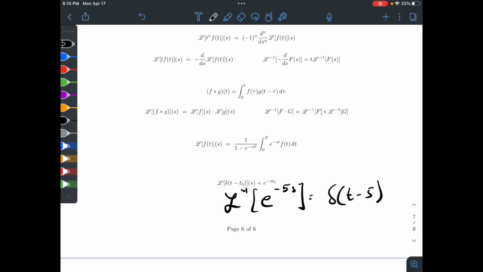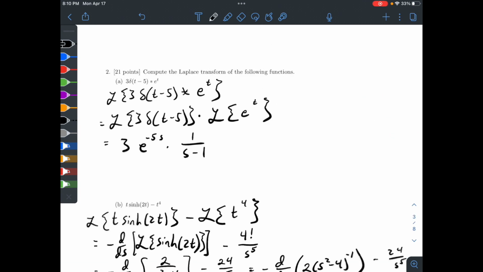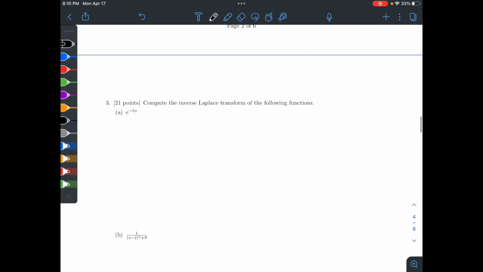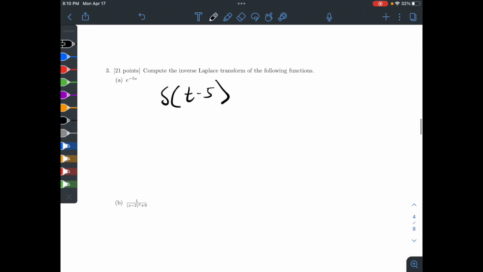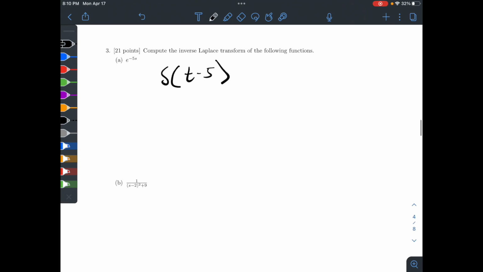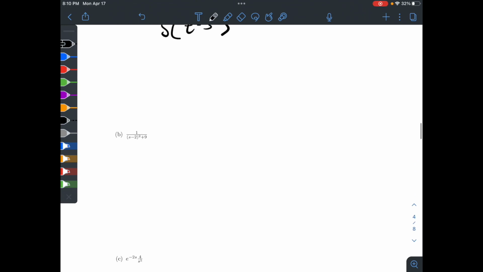Okay, so this is a really quick problem if you just recognize that the Laplace transform of delta of t minus 5 is just e to the negative 5s. But if you don't recognize that, then you have to do a whole thing. So it's delta of t minus 5. Very little work goes into it, but maybe a decent amount of thinking.